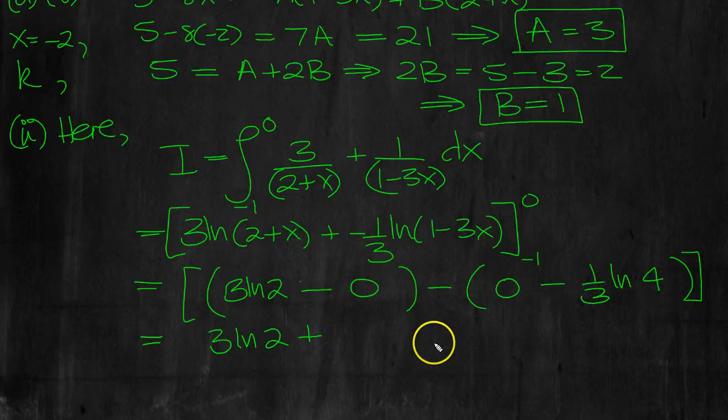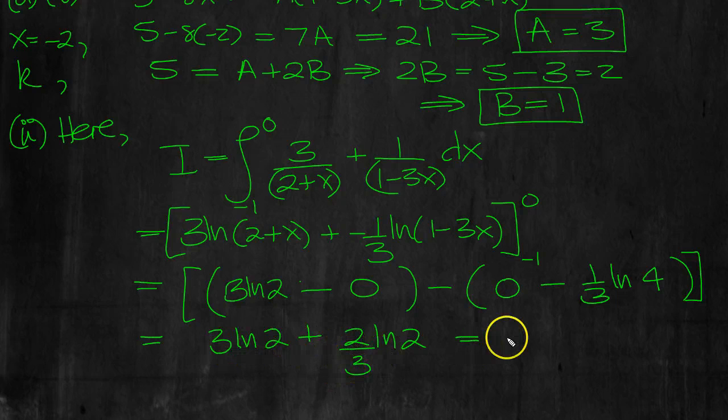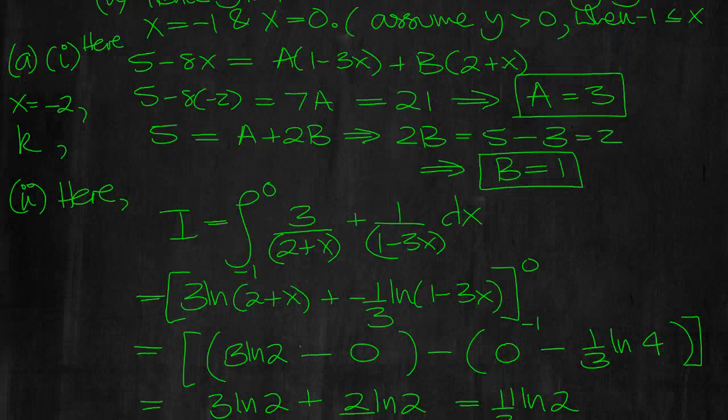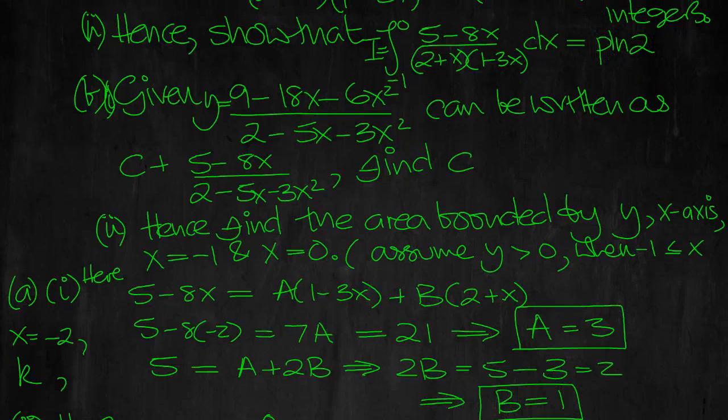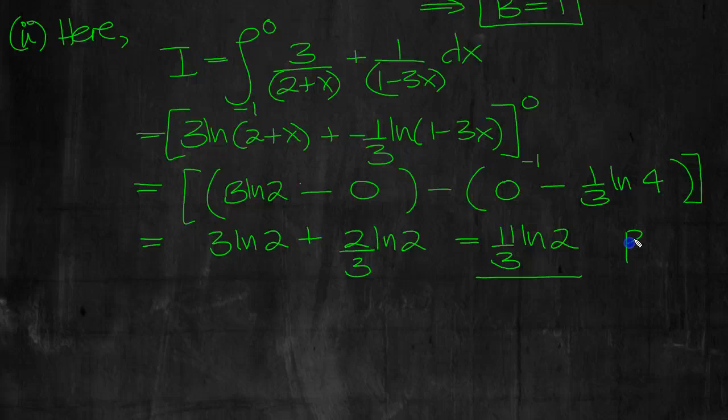Log 4 we can write as 2 log 2, so I'm going to take a 2 out. The 3's underneath, and I'm going to write log 4 as 2 log 2. So it's 3, which is 9/3, plus 2 more thirds is 11/3 ln 2. So that should be P that's asked for in the question. There it is there. Okay, so hopefully we haven't made a mistake. P is equal to 11/3, and it's rational. So that's A. Now part B.